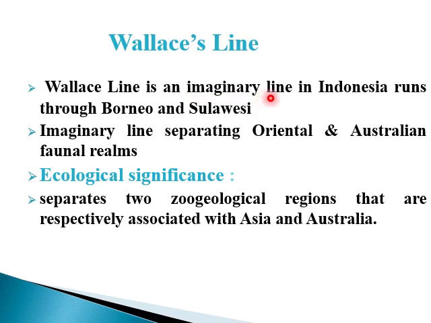He made an imaginary line in Indonesia that runs through Borneo and Sulawesi. This imaginary line basically separates the Oriental region and the Australian region. If we talk about the ecological significance, there are two zoogeographical regions that are respectively associated with Asia and Australia.